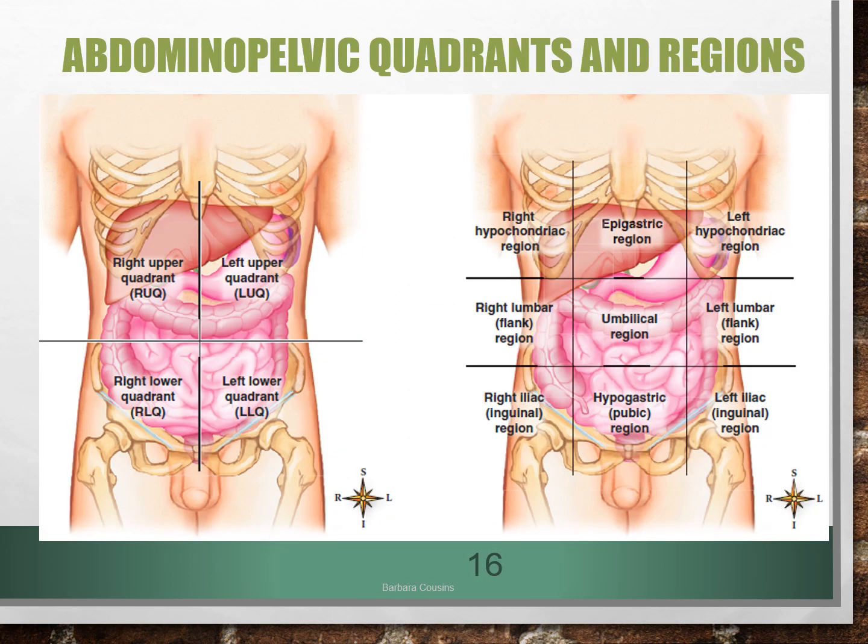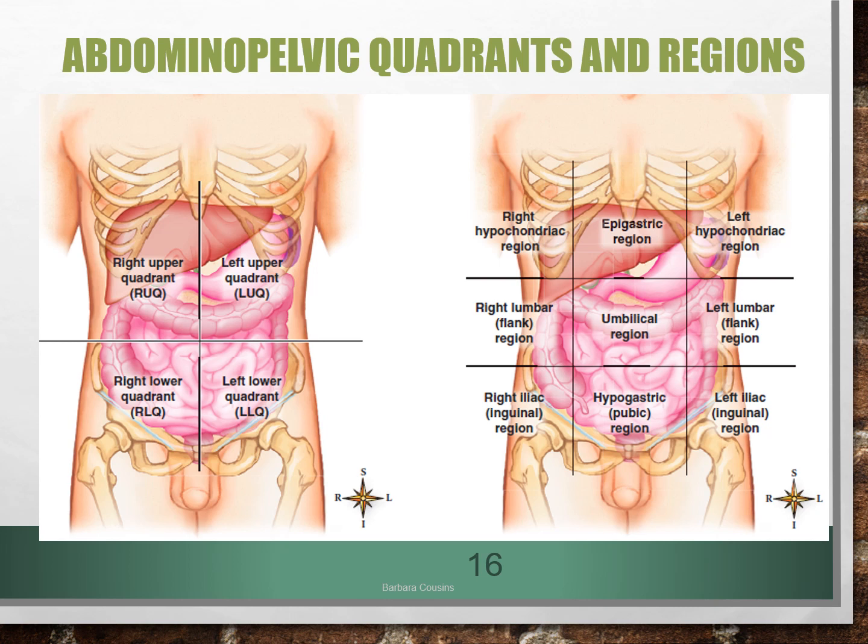Now, let's talk about abdominopelvic quadrants and regions. So on the left-hand side, you're going to see that the abdominopelvic cavity is divided into 4 equal parts. These are called quadrants. So the upper 2 quadrants and the lower right and left quadrants. And when surgeons or healthcare professionals are talking about the abdomen, they're going to use these terms to refer to where is the patient having pain, where are they having discomfort, those kinds of things.